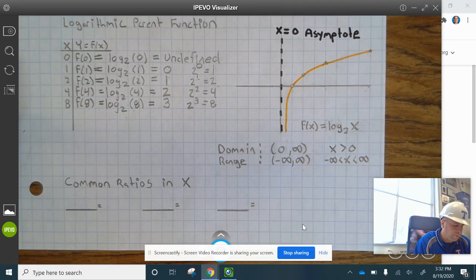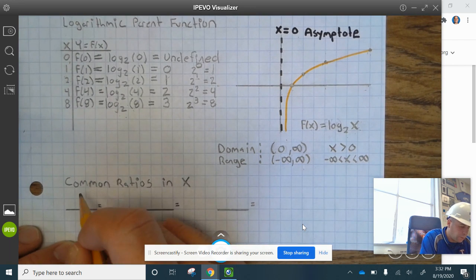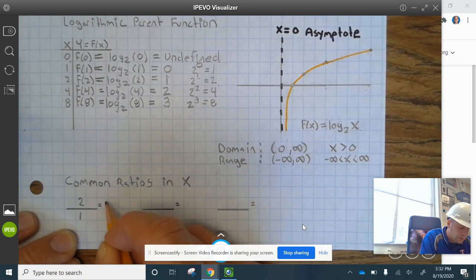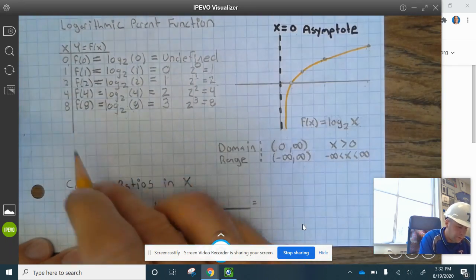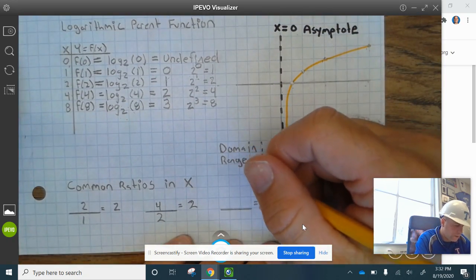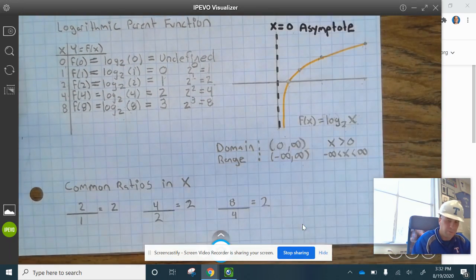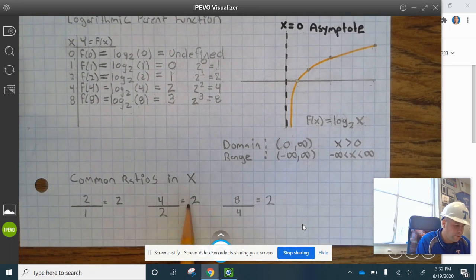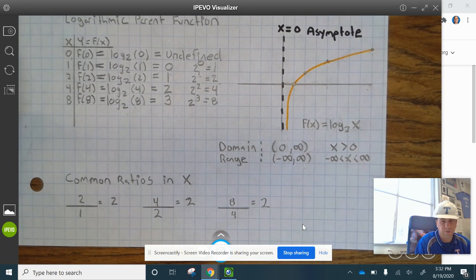All right. And the last thing, common ratios in x. So let's take a look at that. You can't use a 0 value, but we can do 2 divided by 1, so 2 divided by 1 equals 2. Okay. 4 divided by 2 is 2. And then 8 divided by 4 is equal to 2. So you can see the common ratios in x are the same. So we can say there's a common ratio in x.